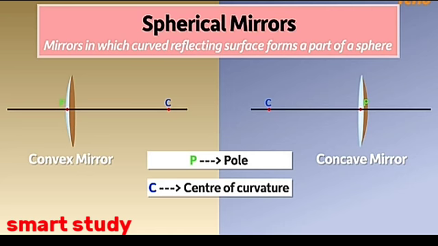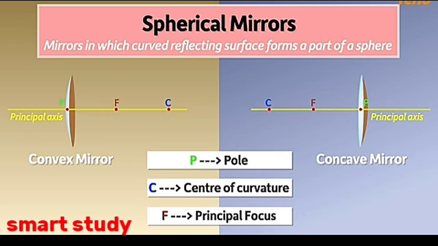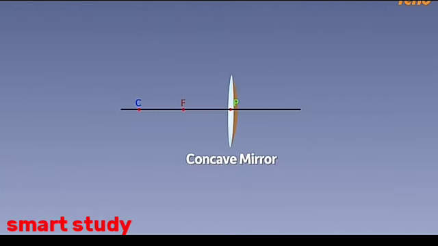Okay, I also told you that the midpoint of CP is called the focal point of the respective mirror. The other name for it is principal focus. It's called so because it lies on the principal axis. Okay, let's just remove the convex mirror for a while and concentrate on the concave mirror for now.